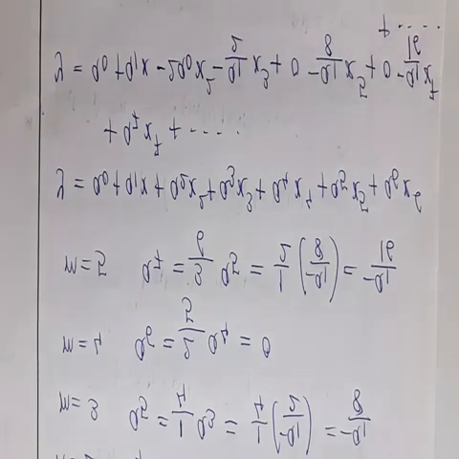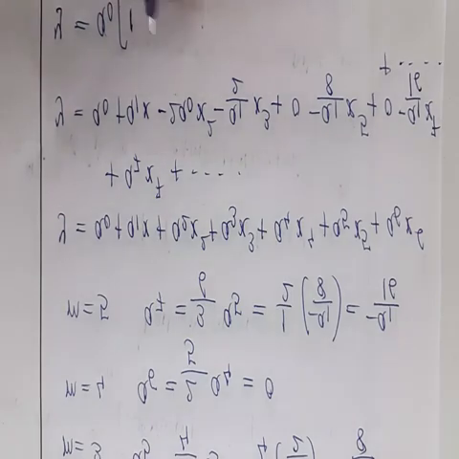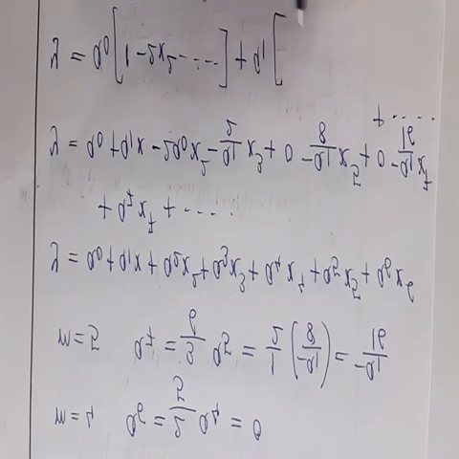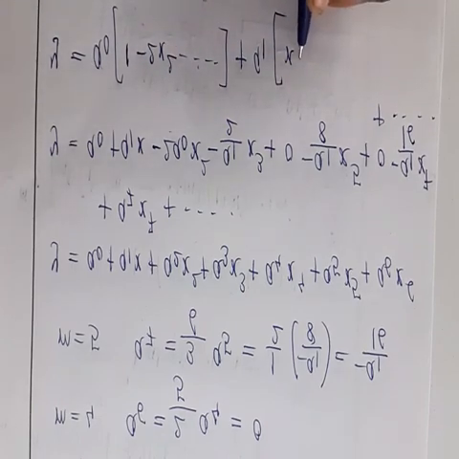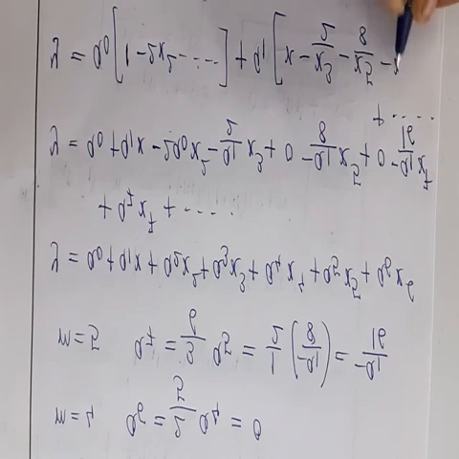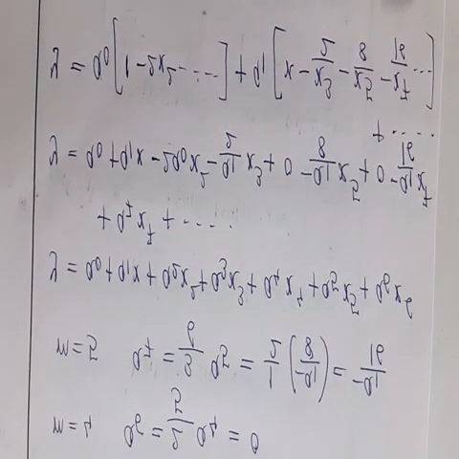Taking a0 common, y is equal to a0 times (1 − 2x² ...), there is no more term, and so on. Next, plus a1 times, a1 is the coefficient, (x − x³/2 − x⁵/8 − x⁷/16 and so on). So this is the second bracket. So this is the final solution.